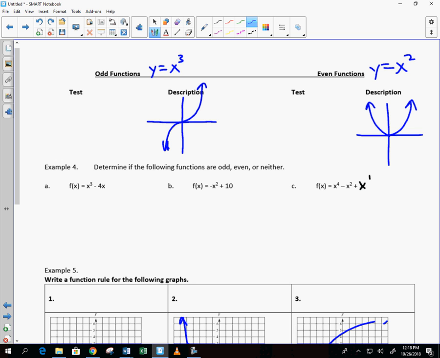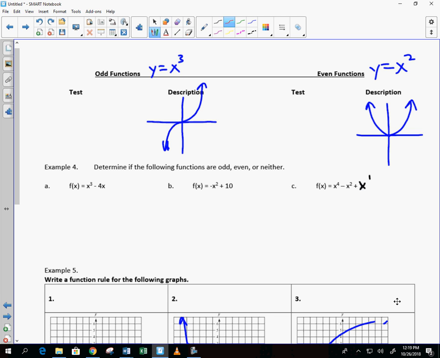Anybody want to guess why we call it even? Yeah. So if you see even exponents, it's an even function. If you see odd exponents, it's odd. Now, here's the problem, okay? If you examine it, you can see that this function is symmetrical about the origin, meaning if you spin it 180 degrees, it makes the same shape. This is symmetrical about the y-axis.